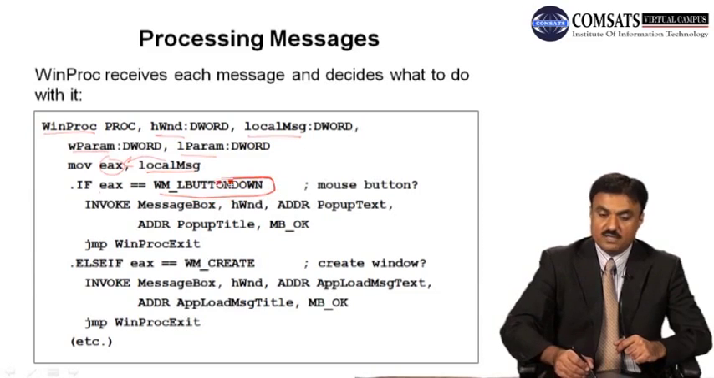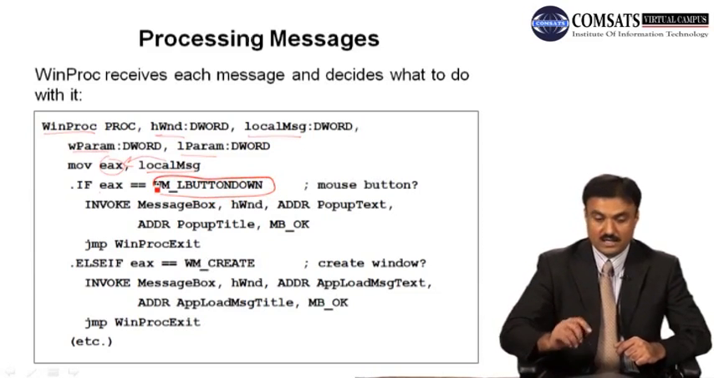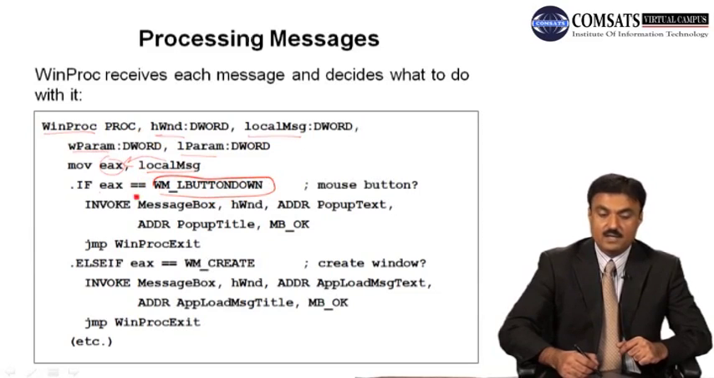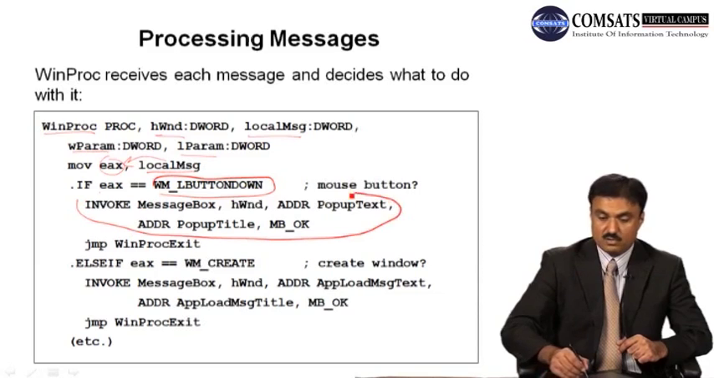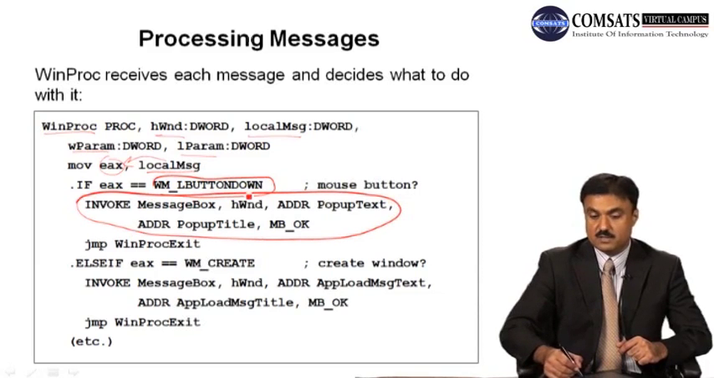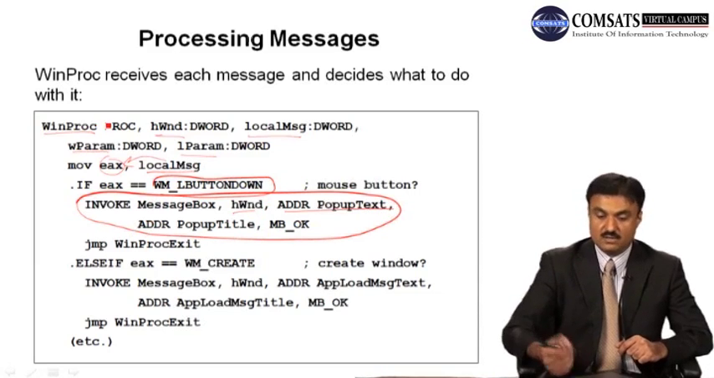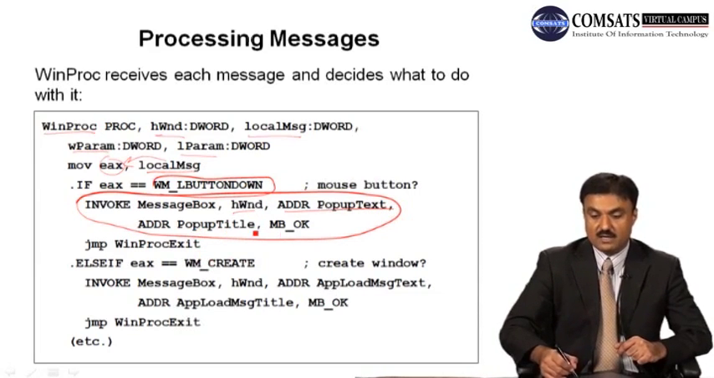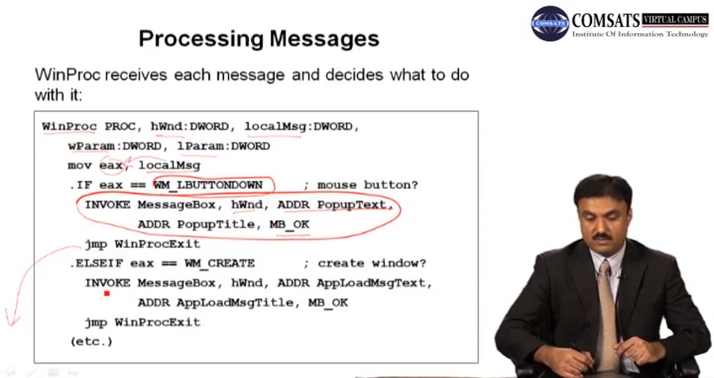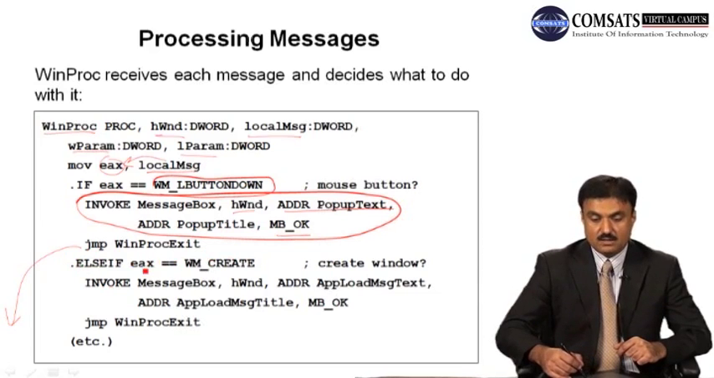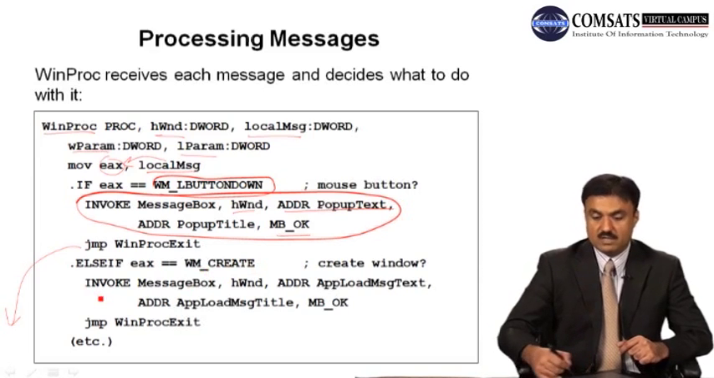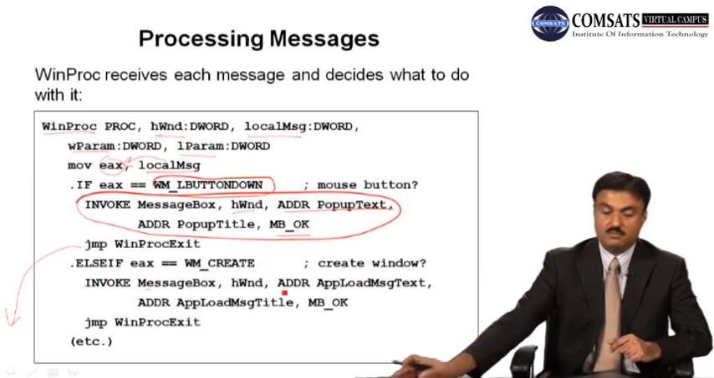If EAX is equal to left button down, if you press the left button or left click, then we have to create a message box, invoke MessageBox. So we have the handle and the pop-up text, whatever pop-up text you are going to define, and the pop-up title and only an OK button, and then we just jump to somewhere else. Otherwise we will create a window, and we say invoke MessageBox and so on, and then we will jump.